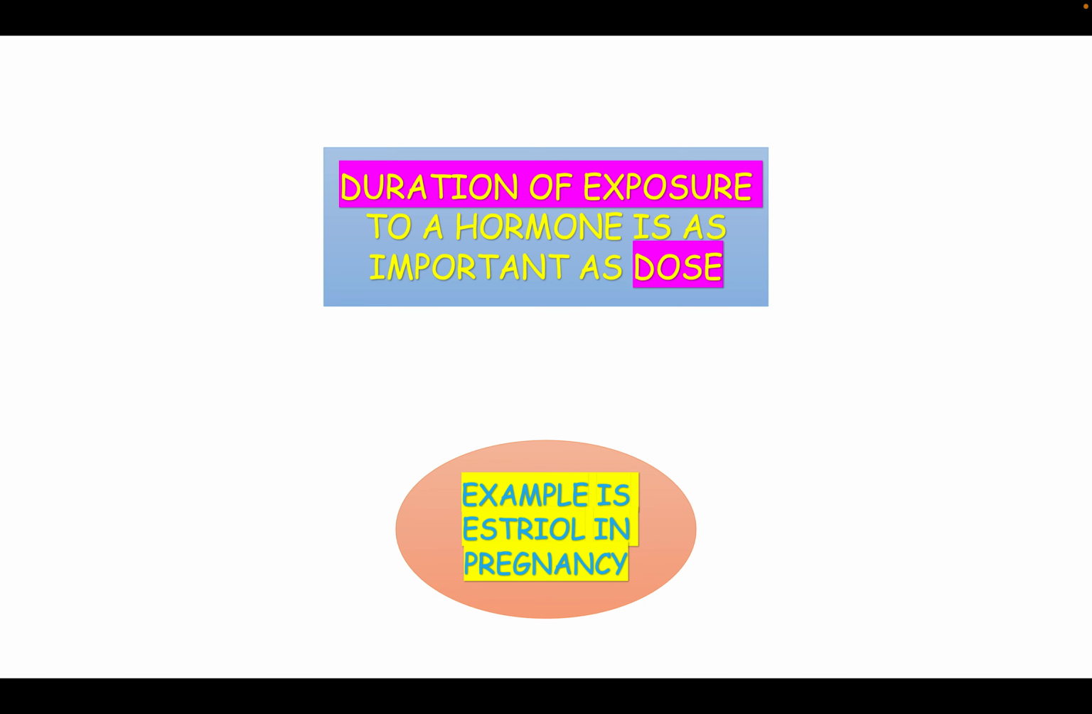Another thing is that duration of exposure to a hormone is as important as dose. What is meant by this? One example I'll quote is estriol in pregnancy. Estriol is a much less potent hormone when compared to E2. Otherwise, estriol has only 20 to 30% affinity for the estrogen receptor compared with estradiol, that is E2. But it is rapidly cleared from the cell.